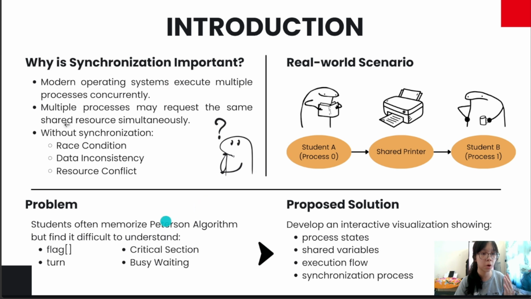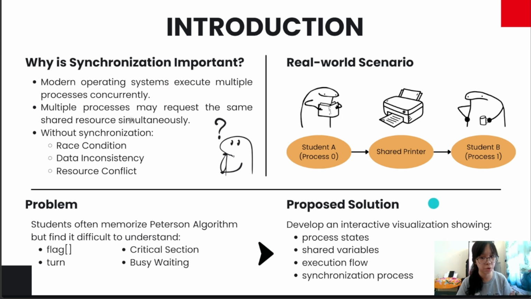This brings us to the core problem our project addresses. As computer science students, we often find ourselves just memorizing the code for Peterson's algorithm. It is very difficult to truly understand how abstract variables like flag and turn interact, or how busy waiting actually functions in the background.